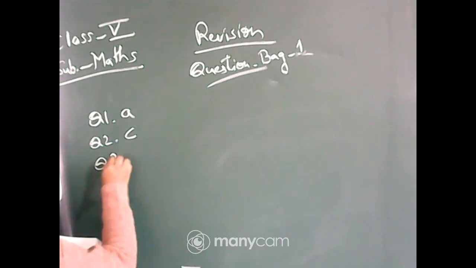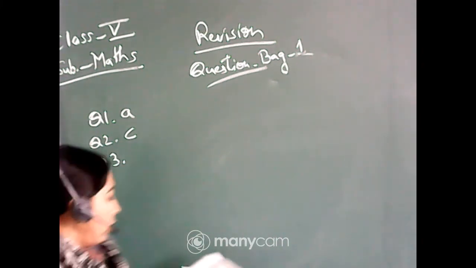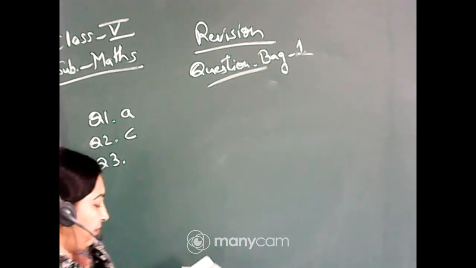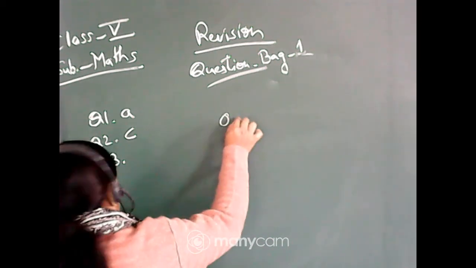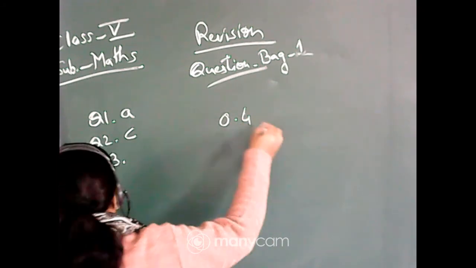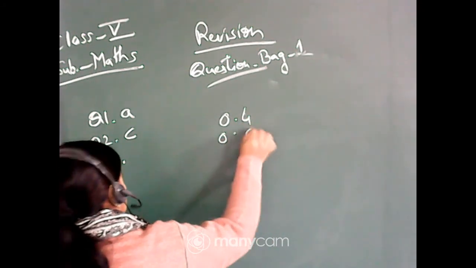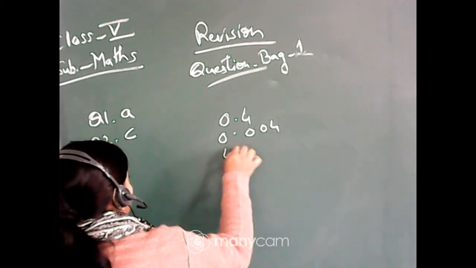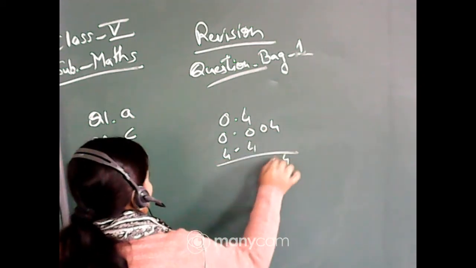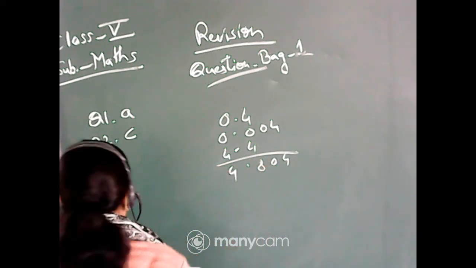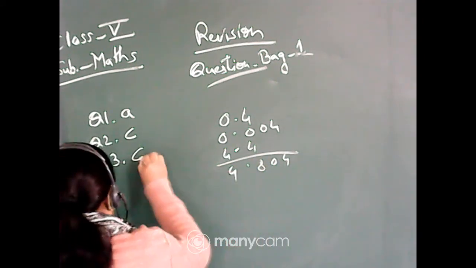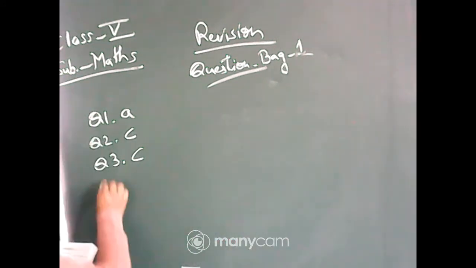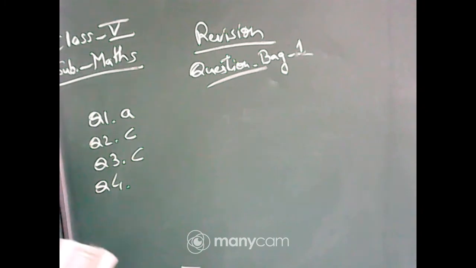Now come to question number 3. 0.4, 0.004 plus 4.4. So you have to add 0.4, then 0.004 and 4.4. So this is 4.804. That is option number C. So this one also is option number C. For question 3, give a tick mark in option number C.